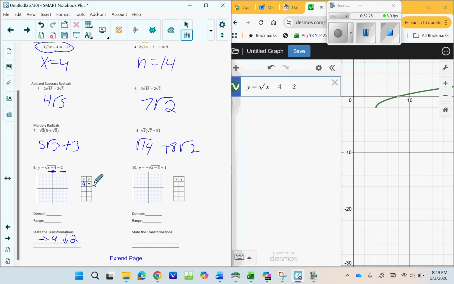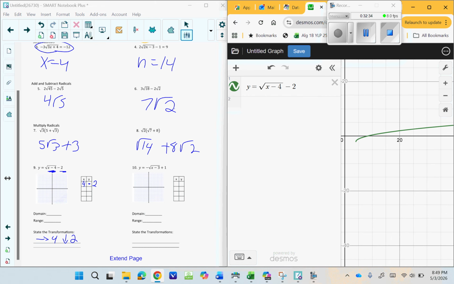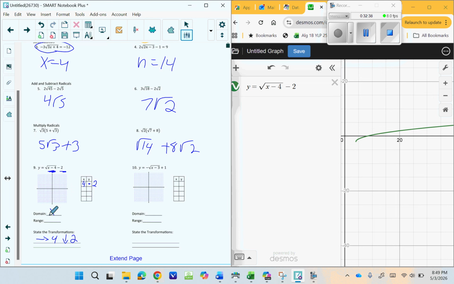Okay, it is also going to be my domain and range. So on this one, do you see how everything is going up? So my x's are increasing, my y's are increasing. So I'm going to say x is greater than or equal to, and then I'm going to take that number, 4, and then y is greater than or equal to negative 2. So those are my domain and range.